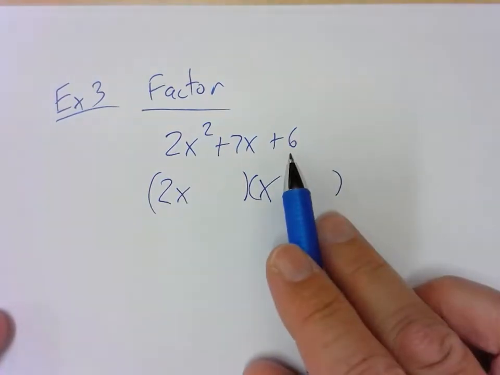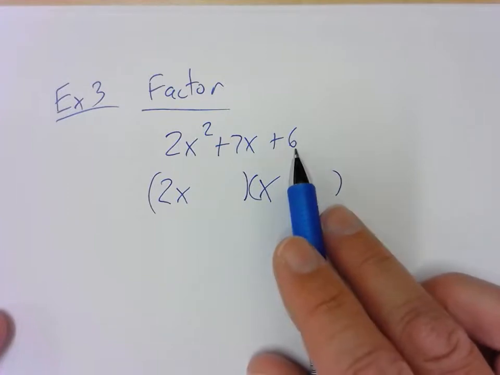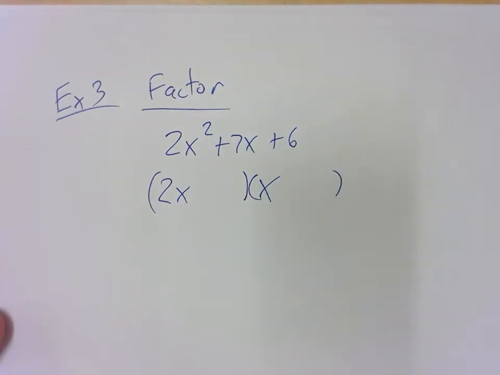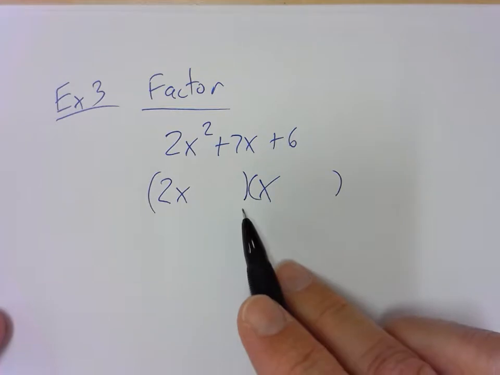Now 2 and 3 makes a difference where you place the 2 and the 3, or 6 and 1, because you have to match it up with this 2 here. So I'm going to do it the wrong way and then flip it and show you how to do it the right way.